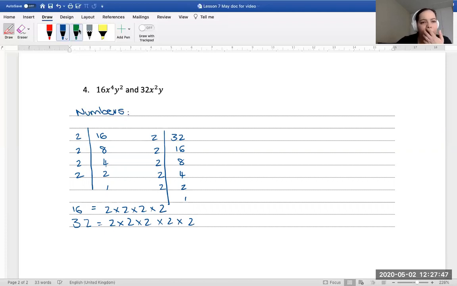All right, so now let's see what they have in common with each other. So these they have in common. All of these they have in common. All right, so let's see here. The highest common factor is going to be all the things that they have in common multiplied by each other. So let's have a look. Okay. 2 times 2 is 4, times 2 is 8, times 2 is 16. All right, so the highest common factor for the numbers is 16.